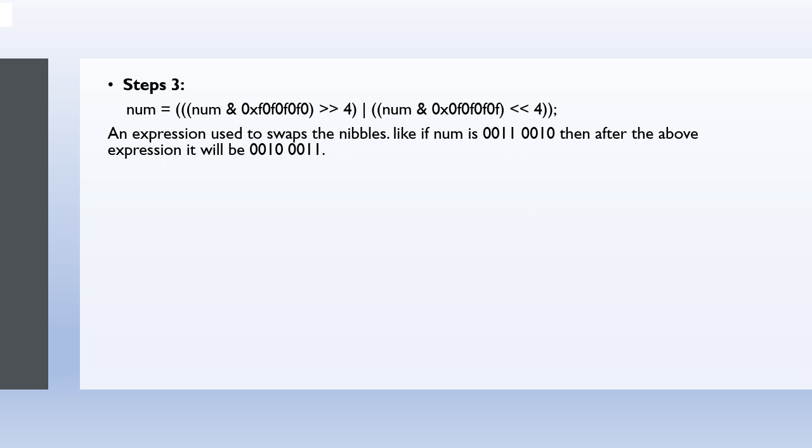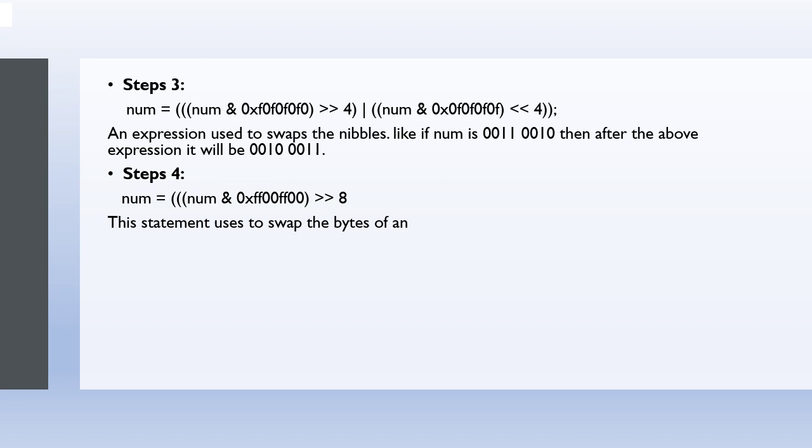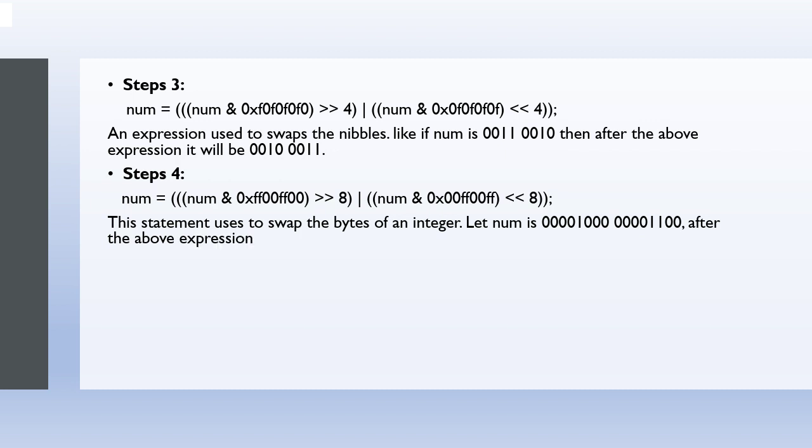And step 4 is to swap the bytes itself by the following expression: num AND with FF00 and right shift it by 8 times. We want a byte, right? A byte means 8 bits. And the other one is AND 00FF, left shift 8 times, and OR both the expressions. This will result in swapping the bytes of an integer.